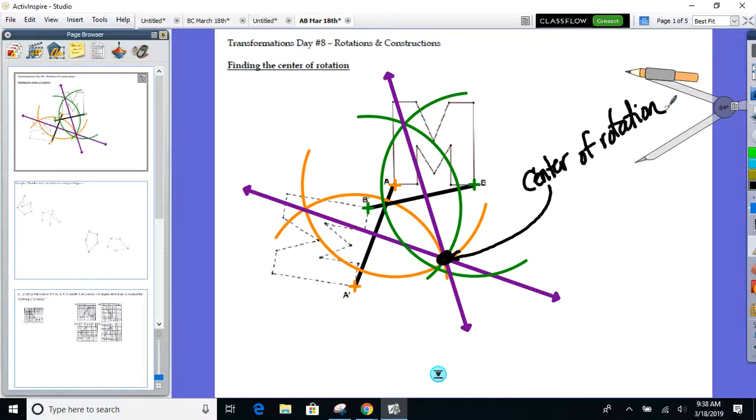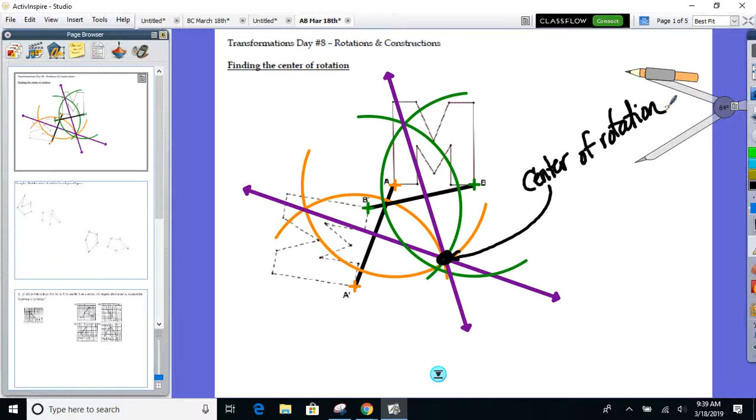If you connected B prime and B to that point, it would form an angle, right? That would be the same angle measure as if you connected A and A prime. Okay, we don't have protractors. We're not required to have protractors, so I wouldn't have you find that angle, but that's what that center does. You connect B and B prime, it forms an angle that's congruent to A and A prime.